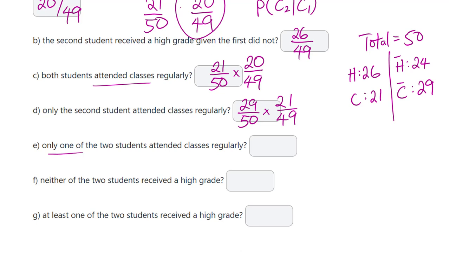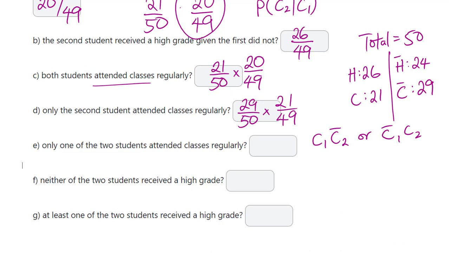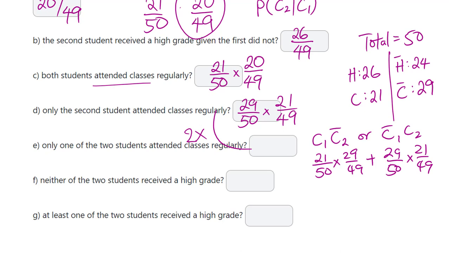In E, only one of the 2 students attended classes regularly. So basically, the first one attended classes regularly and the second one did not, or the first one did not attend class regularly and the second one does. So those are the 2 ways to satisfy this statement. So then we will have the 21 over 50 times 29 over 49 plus 29 over 50 times 21 over 49. So essentially just multiplying the result in part D by 2. So that will be the result here.